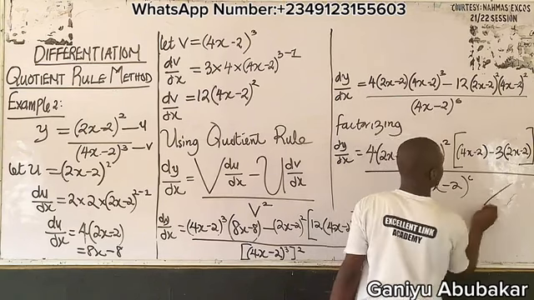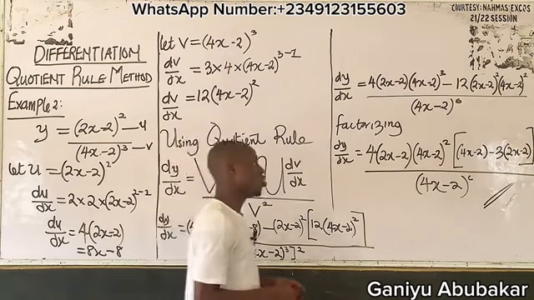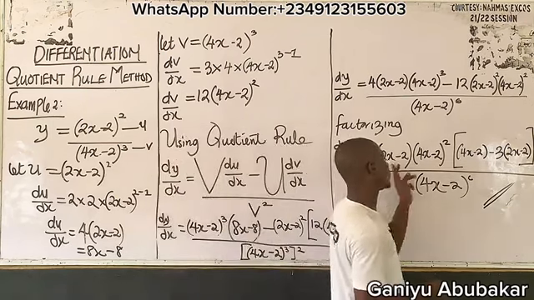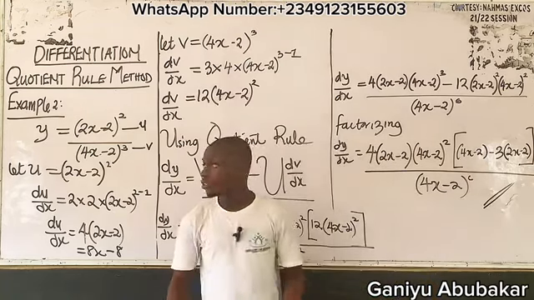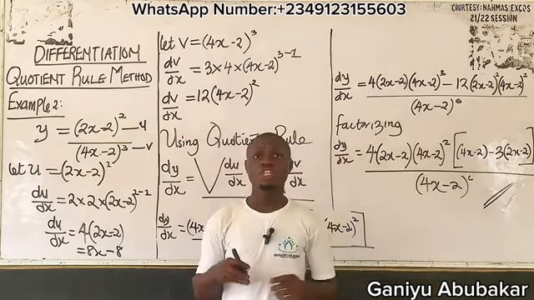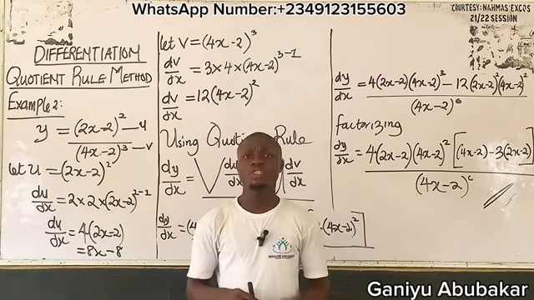So I can leave my answer this way. It's still very much correct. If you want to, you can still expand this here. So this is how you solve this problem on the quotient rule through differentiation. So see you in the next class.